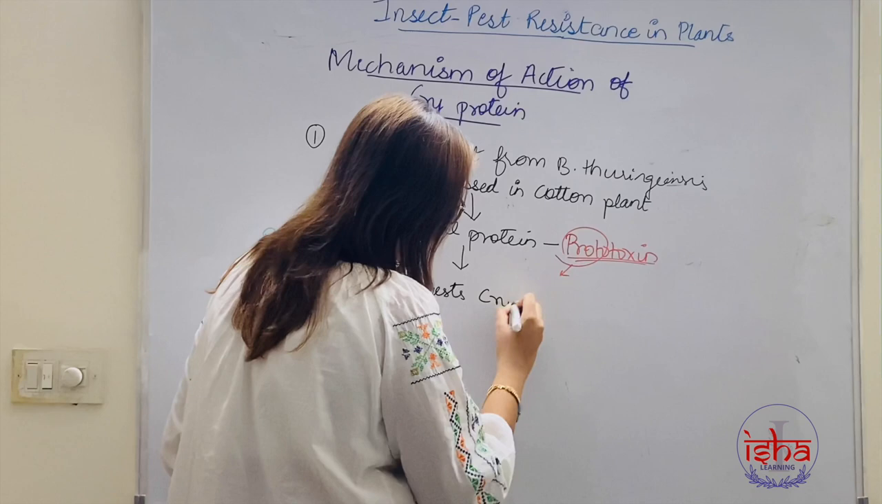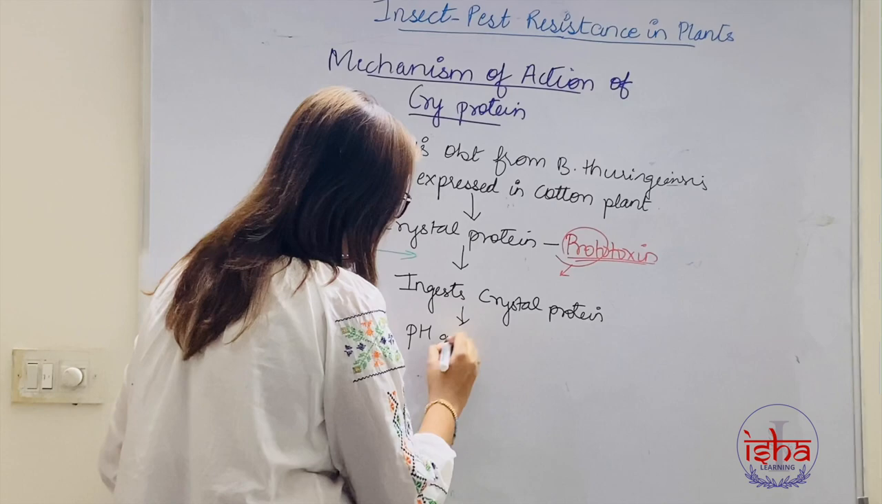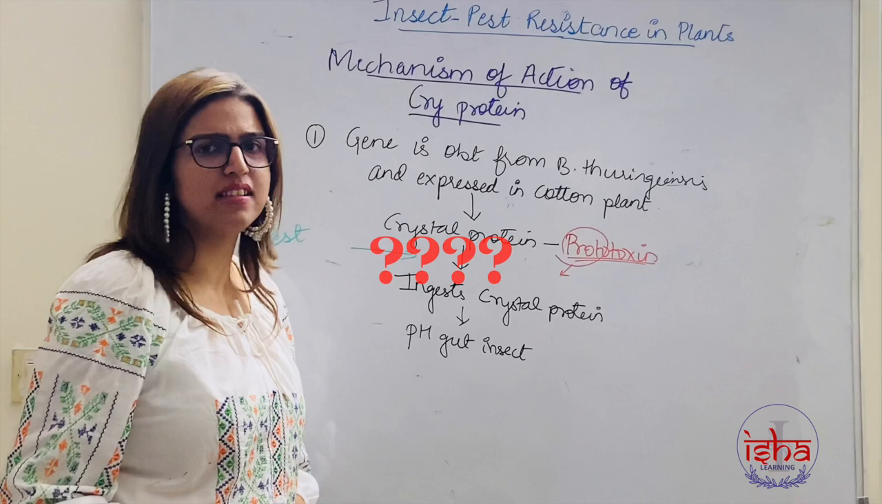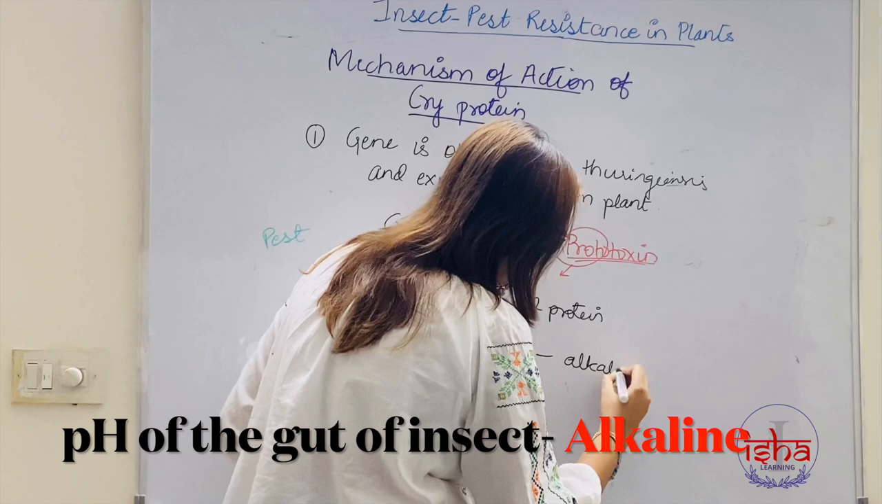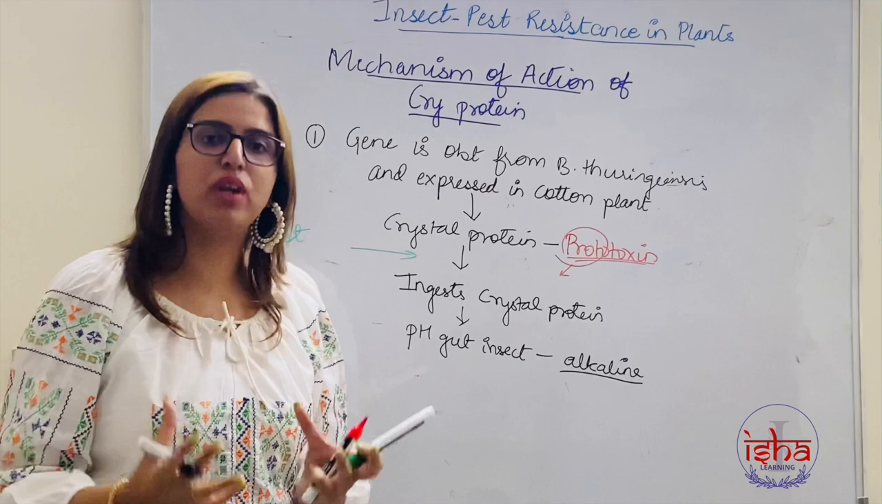Now, how is this crystal protein activated? The pH of the gut of the insect. Take a guess. Is it alkaline or is it acidic? Well, it's alkaline. So in this alkaline pH, the prototoxin will be converted into the active form of the toxin. The crystal protein solubilizes. The protein is activated. Now my protein is active.